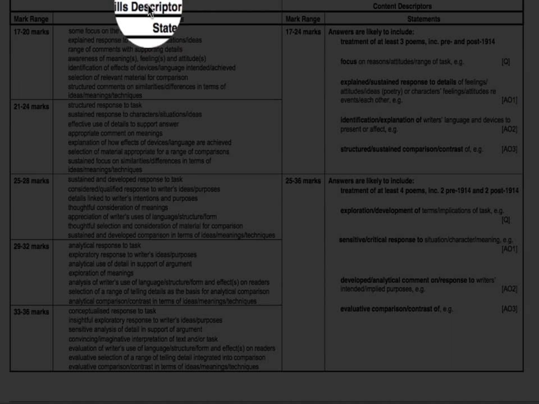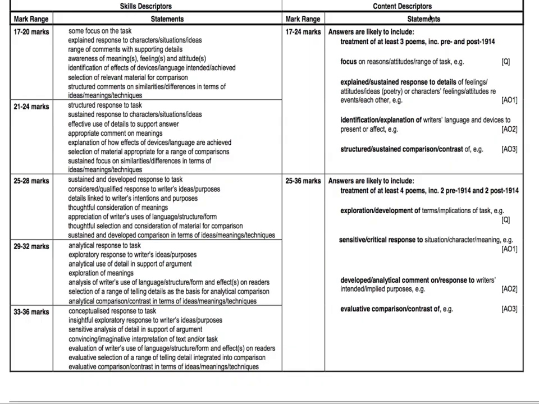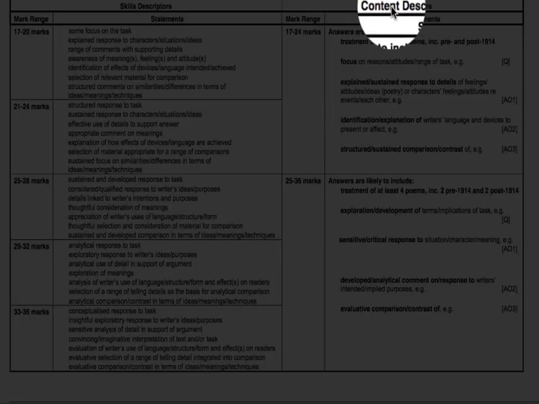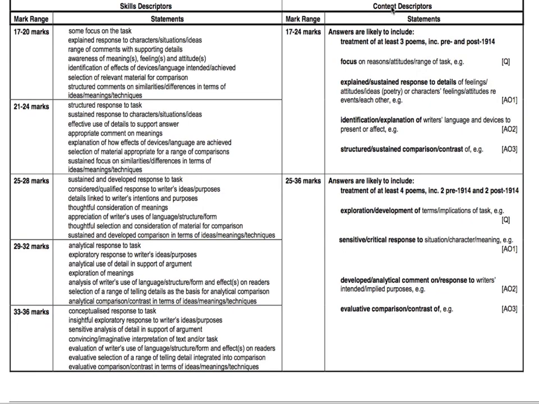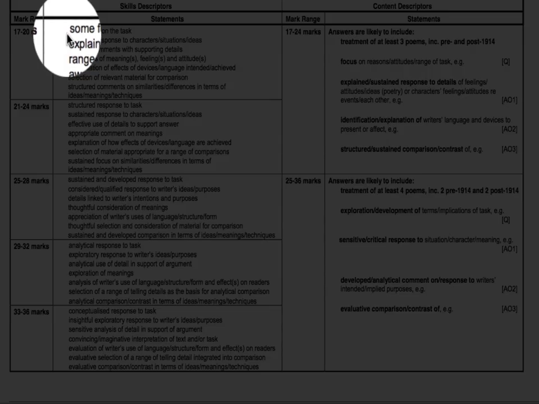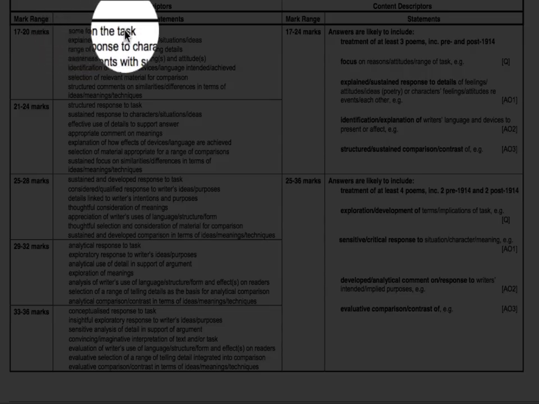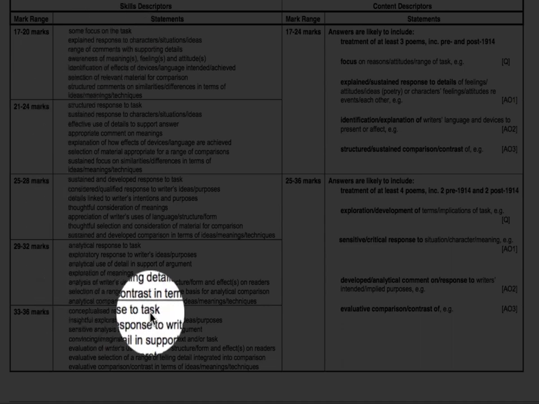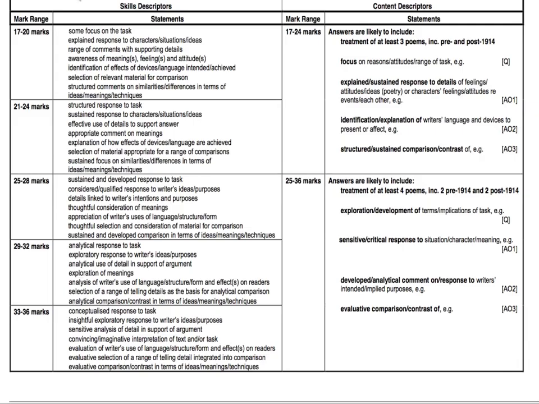You've got the skill descriptor here, which is basically what you're able to apply when writing your essay, and the content descriptor, which is basically the kind of things that you actually include, what you actually pick out. Now, the skill sets for all of these are very, very similar, but they just build. Whatever is here, you will find again here, but it will be far more developed. So here, you're focusing a little bit on the task, whereas for an A star, you have a conceptualized response to the task.